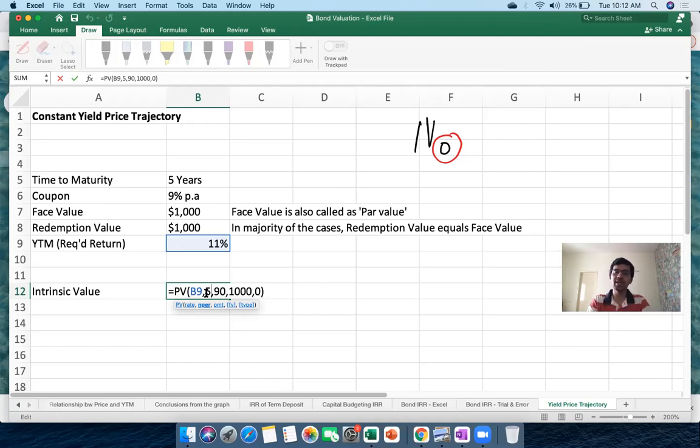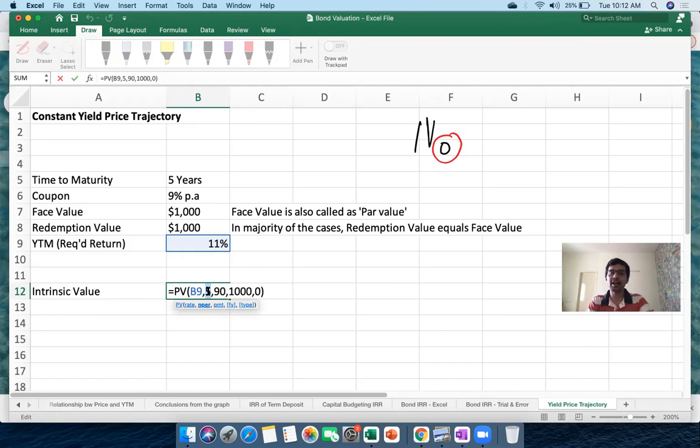All right. So if we keep reducing the time to maturity, obviously the time to maturity cannot increase. Time to maturity can only decrease as days pass by. Right now we have 5 years to maturity. If 1 year passes by, we'll have 4 years to maturity. If another year passes by, we'll have 3 years, and so on. So as the time to maturity keeps reducing, the input in this present value equation will keep changing, and that will cause a change in the intrinsic value of a bond.